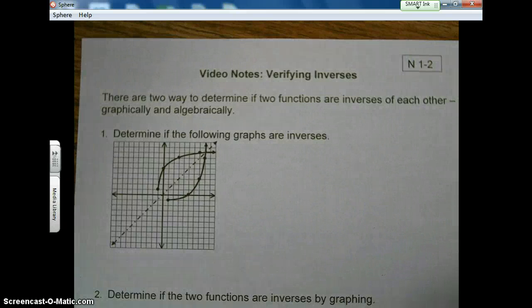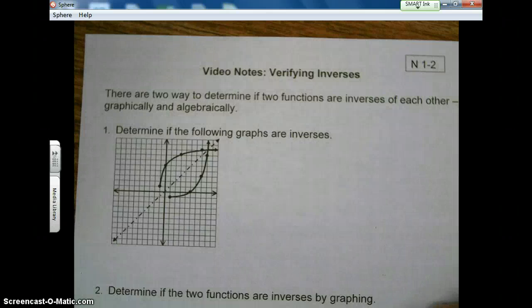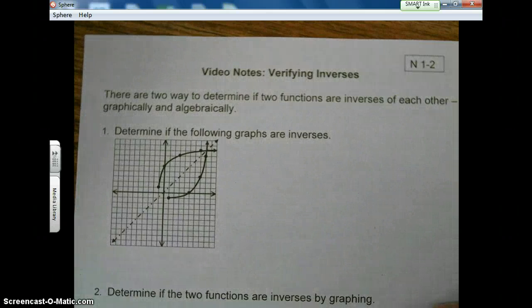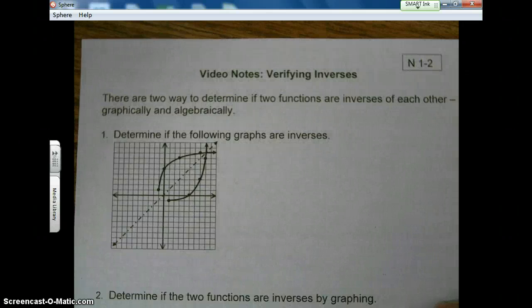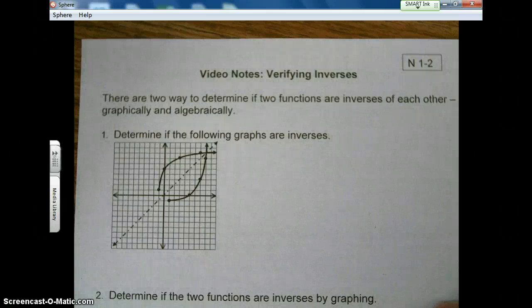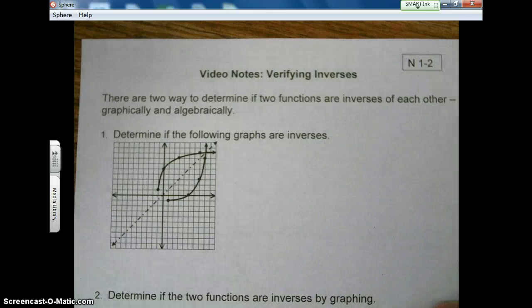Hi everybody. Today our video notes are on verifying inverses. In other words, determining whether or not two graphs are inverses or two equations are inverses. So let's take a look.